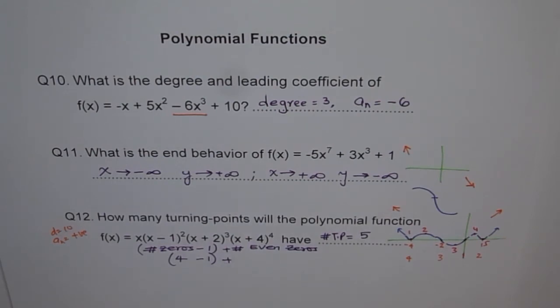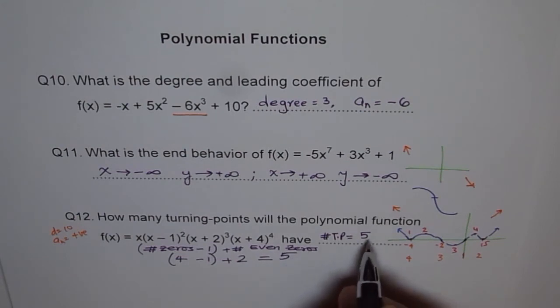So how many even zeros do we have? 1 and 1. Don't count them as 2 and 4. The number of zeros is only 1 and 1. There are total 4 in all, right? Out of which 2 are even. So we'll add 2. Now do your math. 4 minus 1 is 3, right? 3 plus 2 is 5. You get the same answer without even sketching, thinking, nothing, right?